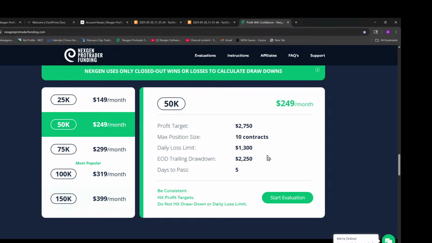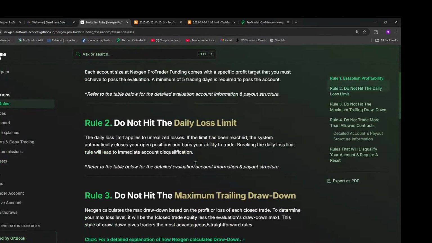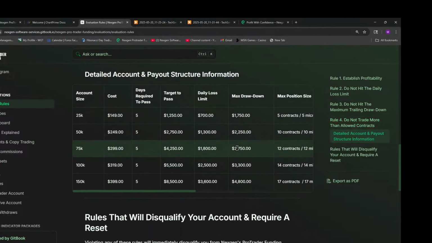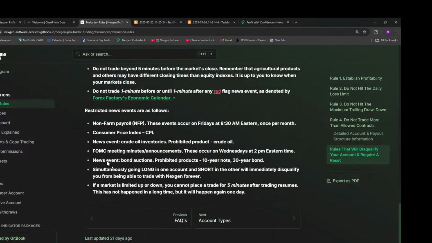So the profit target, Steve, when you hit your profit target and you haven't violated and killed the account, you go to the next level. You beat the evaluation. And now you go into the next level where you'll pay your fee. And Jen, that's what you're talking about. The cost associated, daily loss limit, maximum trailing, do not trade more than the allowed contracts. And then rules that will disqualify you. Hold on one second.